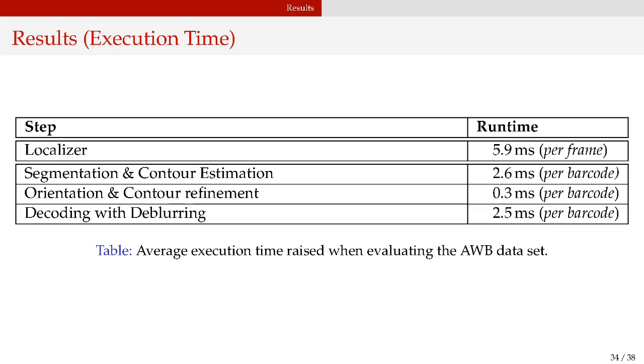The execution time for the last 3 modules is per barcode. Considering a scenario like the one in the example picture, where we have 4 barcodes, we get a processing time of less than 28 milliseconds per frame, and thus can reach a considerable real-time potential.